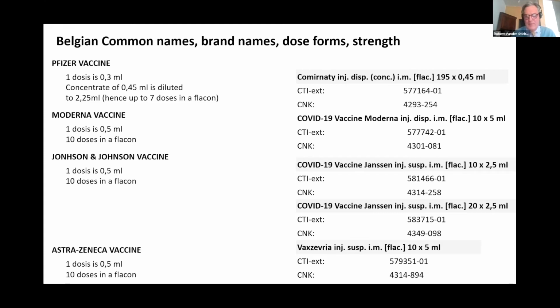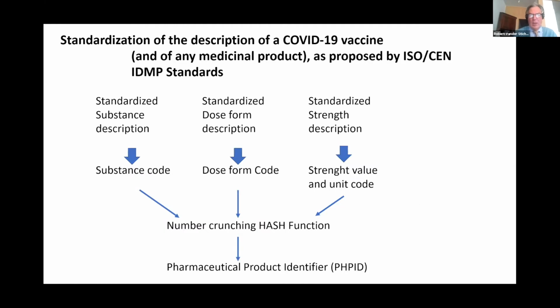Okay? Next. But so the problem is that we don't only want national identifiers, we would also like to have a global identifier. And for that, we need to standardize the description of the COVID-19 vaccine, as we need to do that for any medicinal product.